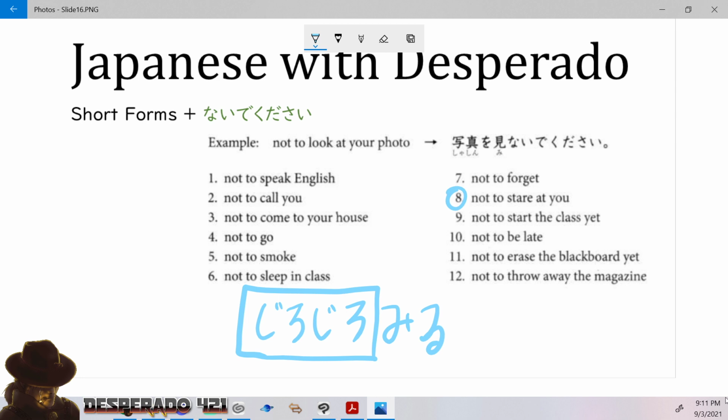So you're really lucky with this one because miru is a ru verb, and there's a great example already on the page. So, is it watashi ni jiro jiro minai de kudasai? Ni again. Okay. Watashi ni jiro jiro minai de kudasai. Very good. Fantastic.